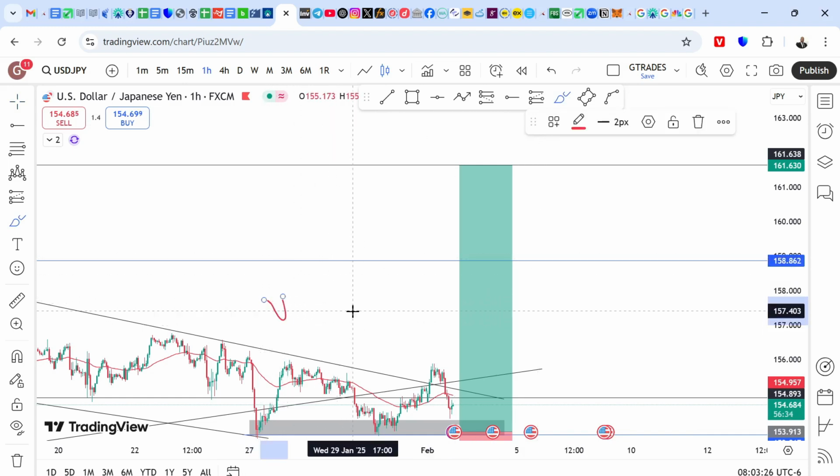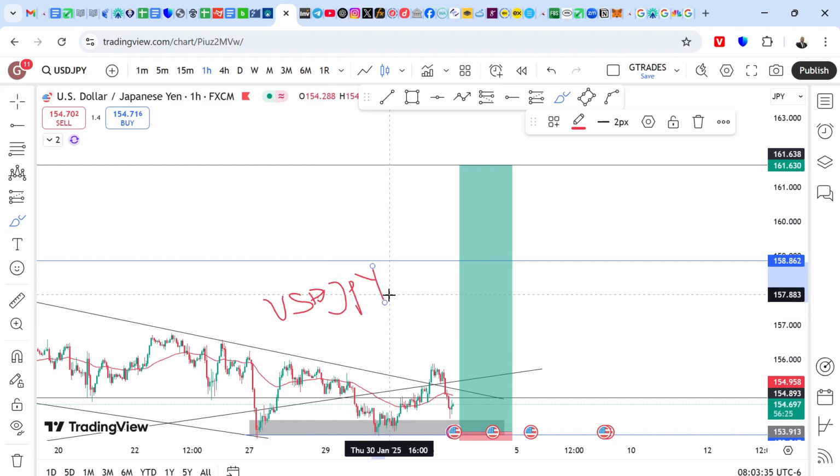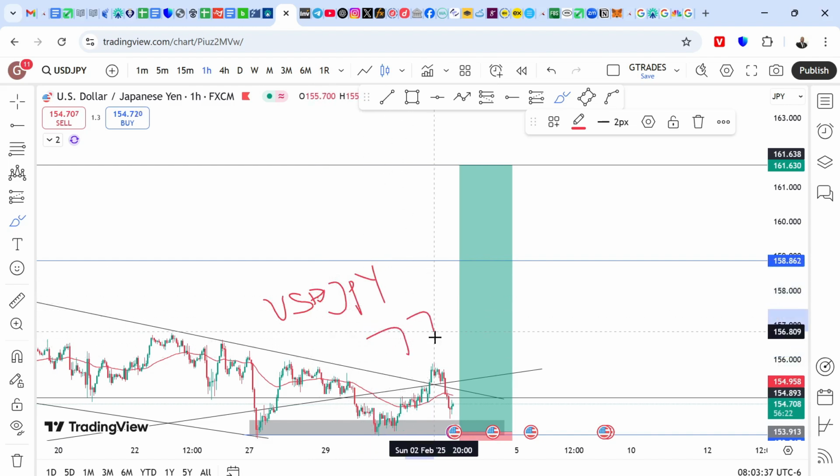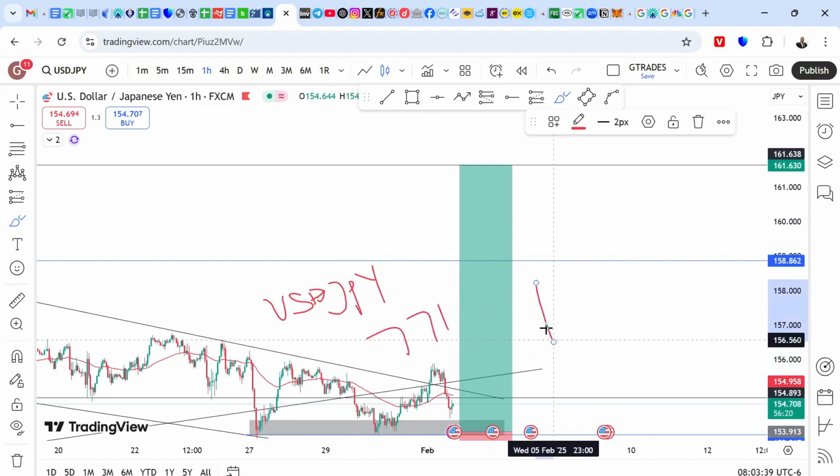On USD JPY, right? Over 771 pips. Do you see that?